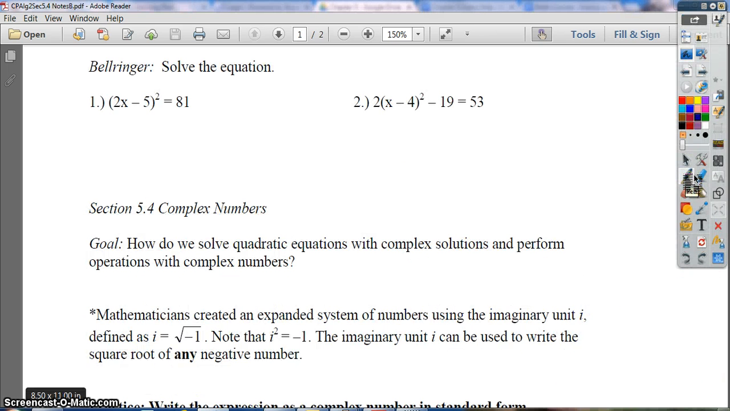Hey guys, this is section 5.4. If you made it this far, you've survived factoring and you're just starting to wrap it up. So this is a little bit of a review before we start.